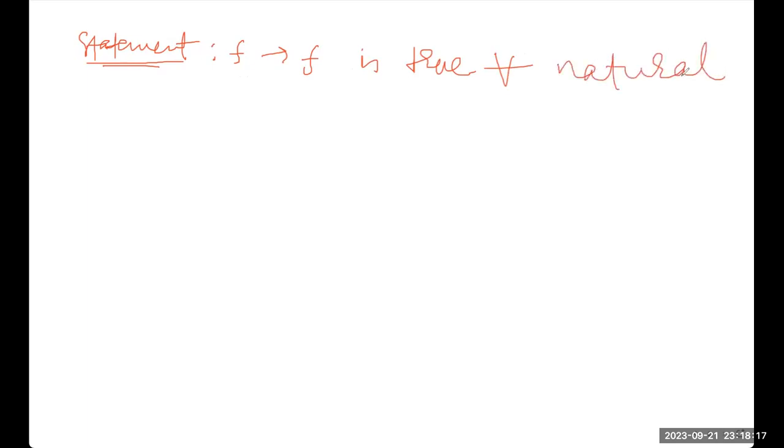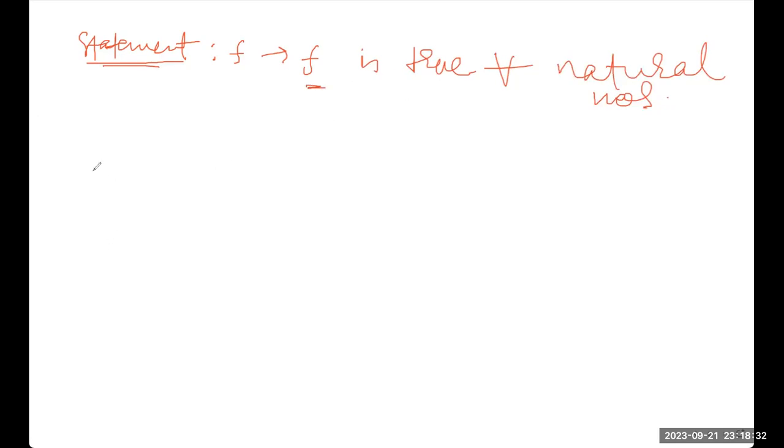So let's take this statement. This is my statement, let's say F. I am giving the name statement as F. And let's suppose F is true for all natural numbers. So this is my statement F. This F is true for all natural numbers.